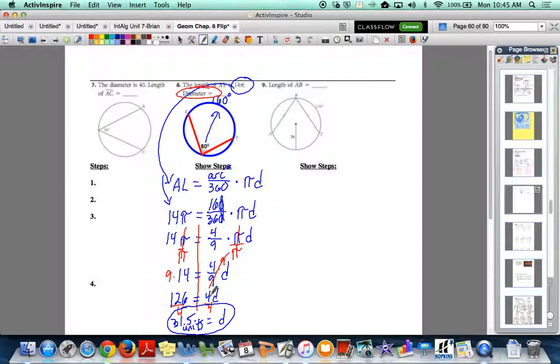The other 2 problems here I'm going to leave, and we're not going to do those examples together. You can certainly try on your own, and there's room there to show your 4 steps. Just be careful by looking at what it is asking you, what it is given. Are you solving for a diameter or a radius? Are you solving for the arc measure, or are you solving for the arc length?